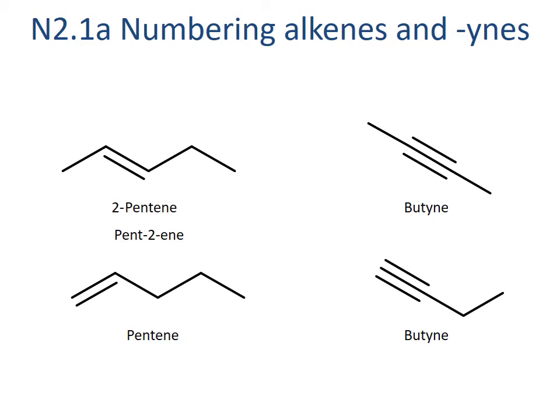The second pentene is a 1-pentene. We can also say it as a pent-1-ene. There's also a 2-butyne, and the other butyne is a 1-butyne. Remember, we always give the lowest possible number for any of our functional groups.